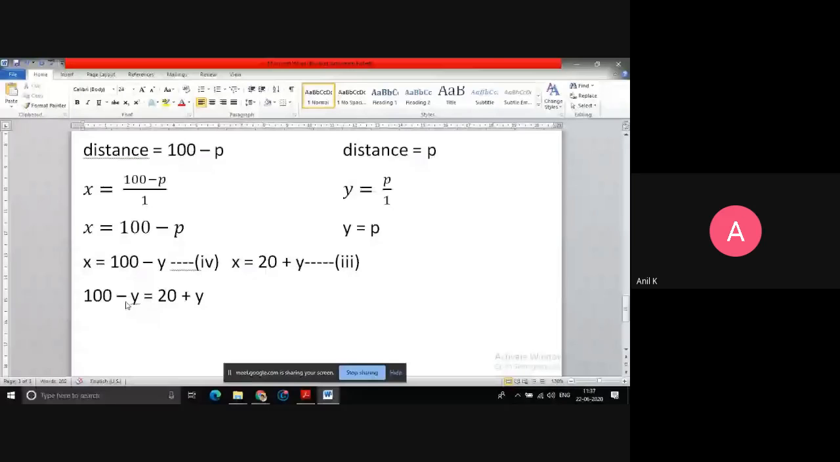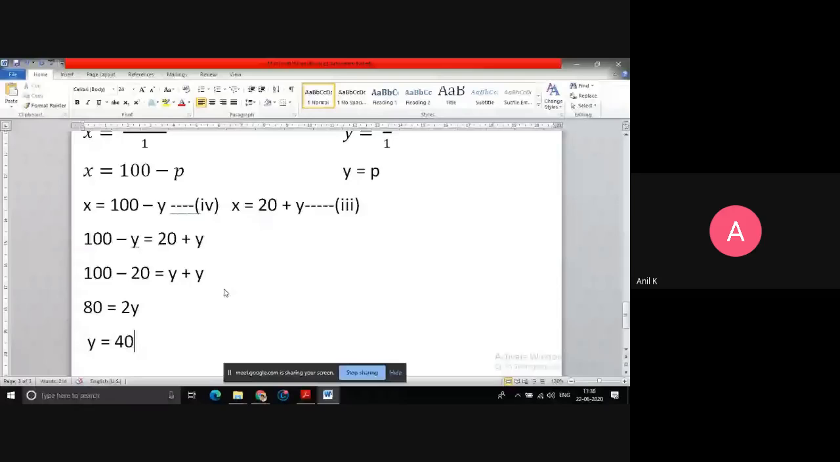If I simplify, 100 minus 20 will be equal to y plus y. Here I am getting 20 on the left, and this minus y will move to the right hand side. So minus y will become plus y. So you have 100 minus 20, which is 80, equals 2y. So can I conclude y equals 40 kilometers?